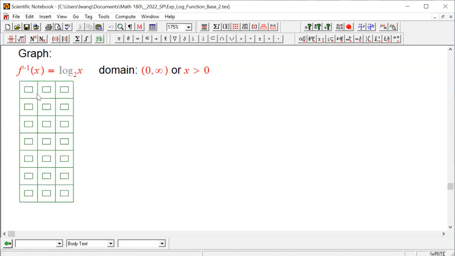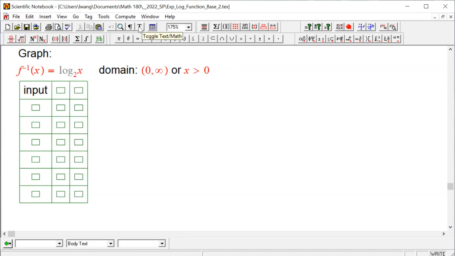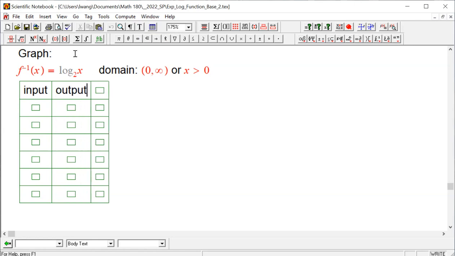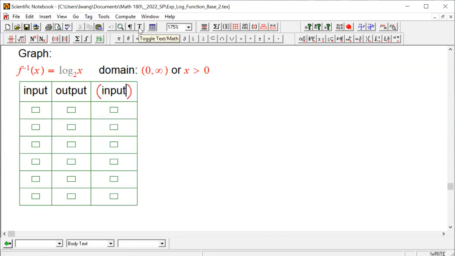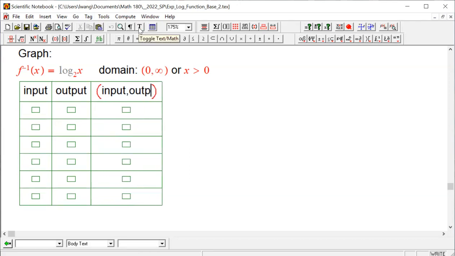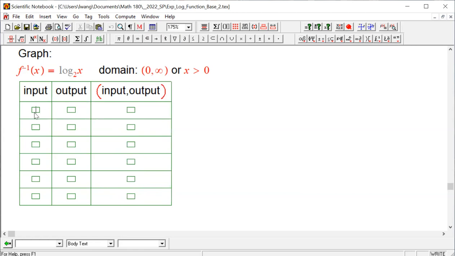For convenience, we're going to make a table. Input, output. Okay, the ordered pair. The input, we can only choose what? We can only choose numbers that are positive. We cannot choose 0, it's undefined at 0. But we can choose numbers that are a little bit larger than 0.